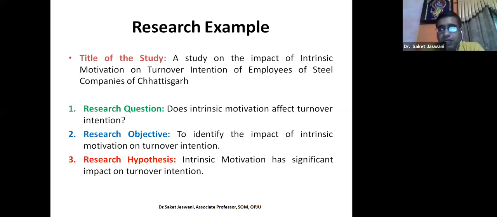So this is the alternate hypothesis that has been mentioned here, what we wanted to prove. We wanted to test the alternate hypothesis, that intrinsic motivation has significant impact on turnover intention. Obviously, the opposite will be the null hypothesis. There is no need to mention the null hypothesis. In various theses I have seen both hypotheses mentioned. It is obvious, it is understood, the null hypothesis will be the opposite. So no need to mention it.